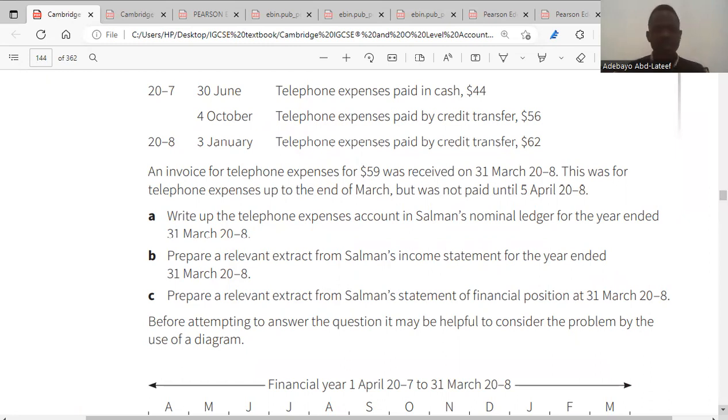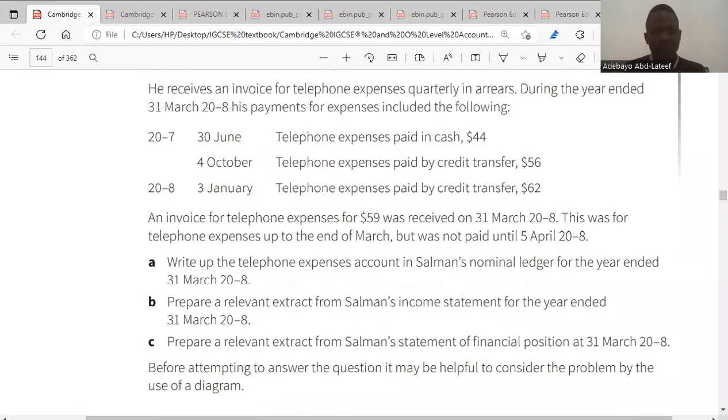So here it is. Based on this analysis, we're going to open the telephone expenses ledger in respect of Salma. So you have your dates, details, folio, and amount. The first transaction was telephone expenses paid in cash. So you're going to have June 30th, cash, $44. Then you have 4th of October. They said credit transfer, and that's a bank transaction. So we have bank there, $56. Then on 3rd of January, we have a credit transfer of $62. So the total of that, we have it together.